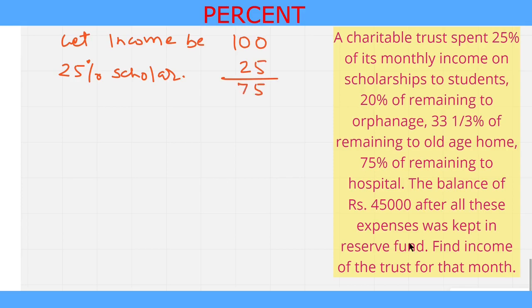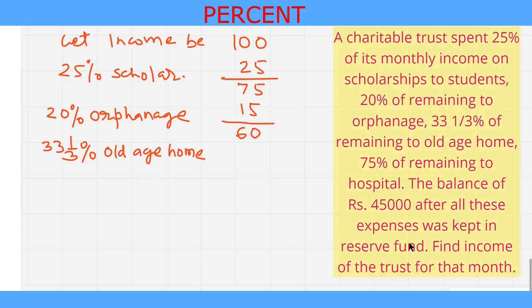Now 20% of this remaining, that is on 75, we have to calculate 20% on 75, which is given to orphanage, and 20% of any amount is 1/5 of that amount. So 1/5 of 75 is 15. This way we can calculate fast. If we convert the percentage into fraction, then we can calculate the percent fast. Now on subtracting 15 from 75 we get 60. This is the remaining amount.